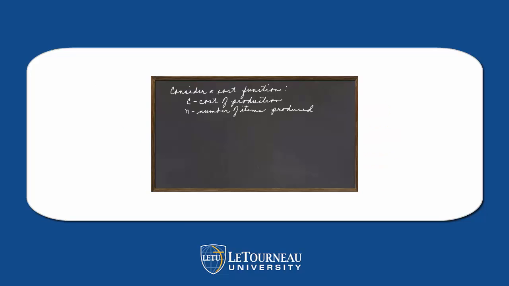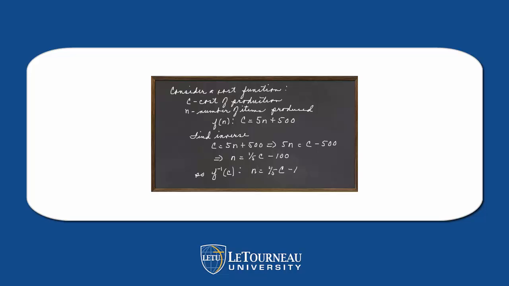Let's consider a cost function. Let's let C be the cost of production. Let's let the number of items we're producing be n. Right? We want to find the inverse. In other words, instead of having a function of n, we want a function of cost. So we solve for n, and we get that n is equal to 1/5 c minus 100. Now please notice how silly it would be to interchange the n's and the c's. It just wouldn't make sense.